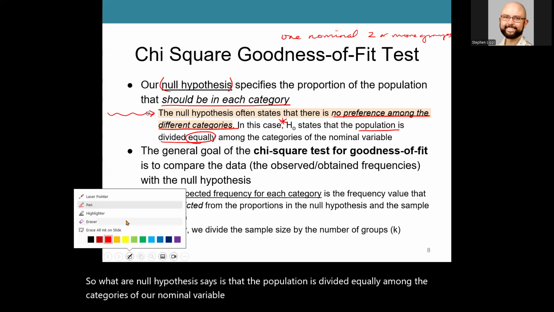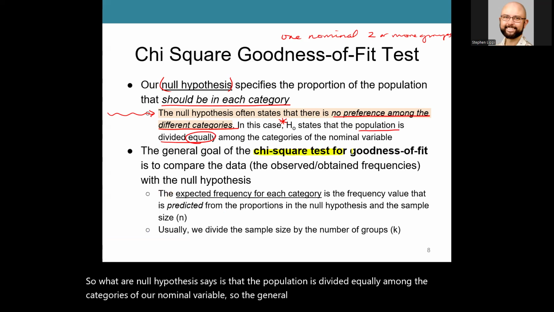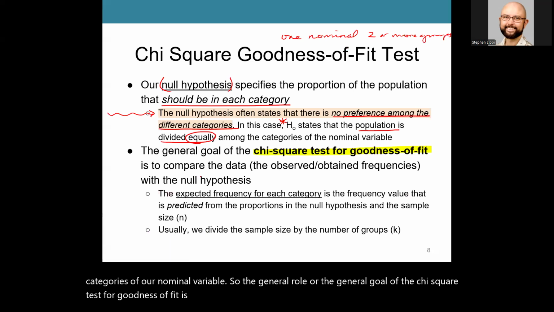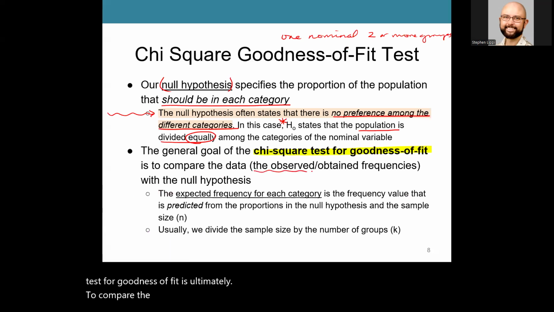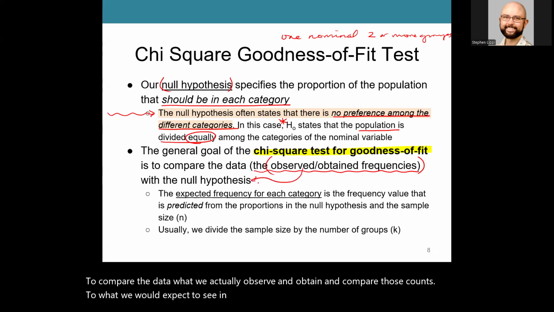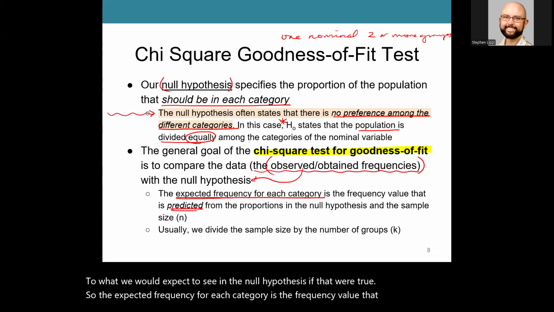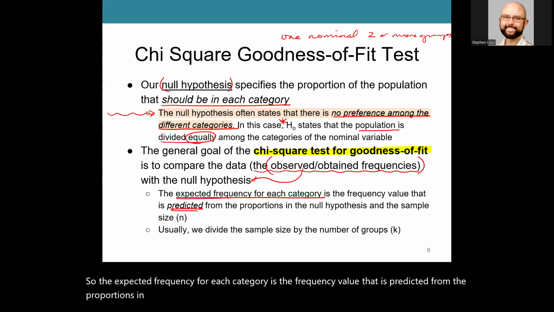So the general role, or the general goal, of the chi-square test for goodness of fit is ultimately to compare the data, what we actually observe and obtain, and compare those counts to what we would expect to see in the null hypothesis if that were true. So the expected frequency for each category is the frequency value that is predicted from the proportions in the null hypothesis and based on our sample size.